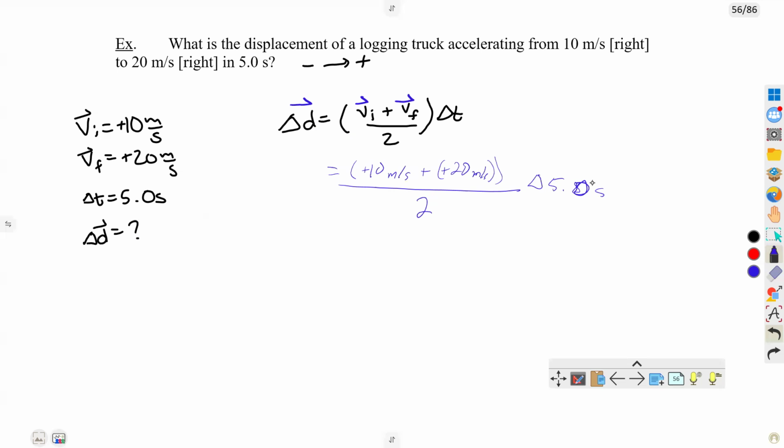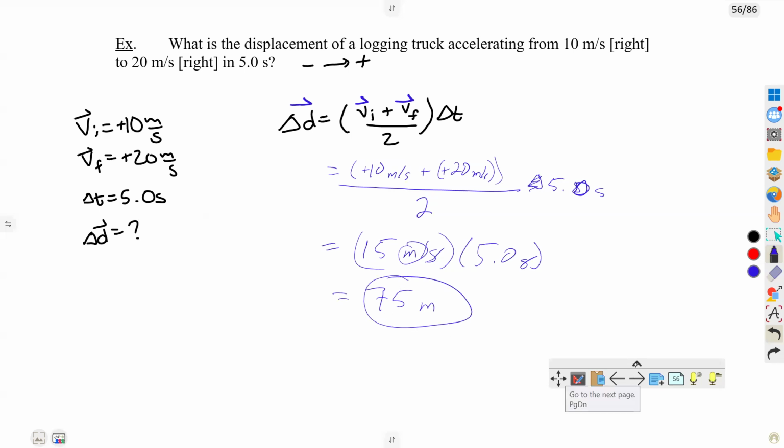When we look at our average velocity, that's 10 meters per second plus 20 meters per second is 30. 30 divided by 2 is 15 meters per second. We're going to multiply that by 5 seconds. Seconds cancel each other out, so the only units we're left with is meters. And when you put in your calculator 15 meters per second times 5 seconds, you end up with, to 2 sig digs, 75 meters. So great stuff.